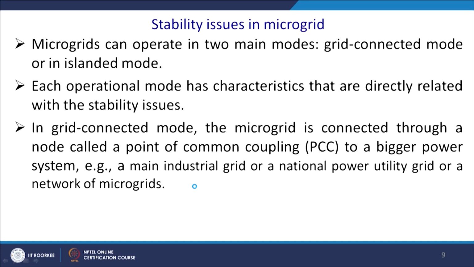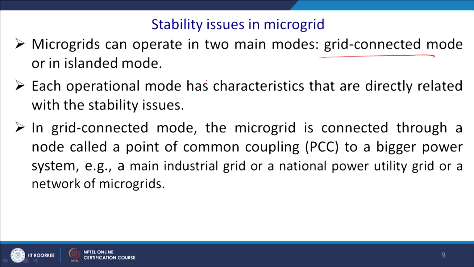Microgrid can operate in two main modes which we have discussed several times, that is the grid connected mode and the islanding mode. Each operational mode has characteristics that are directly related to the stability issues.